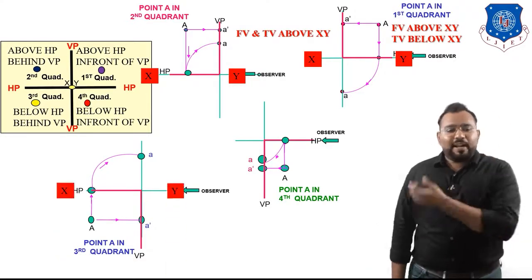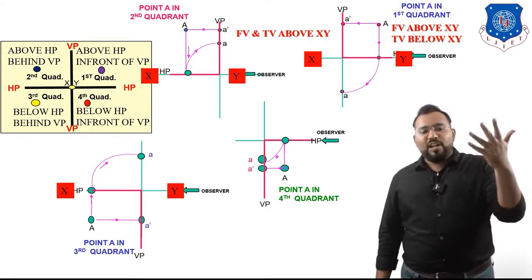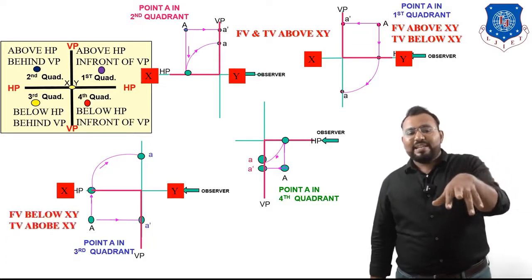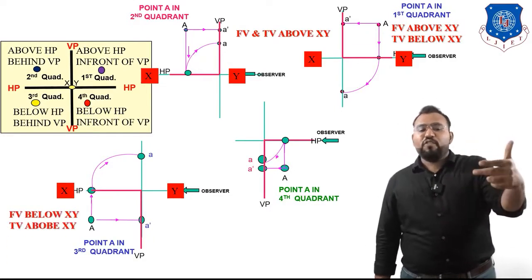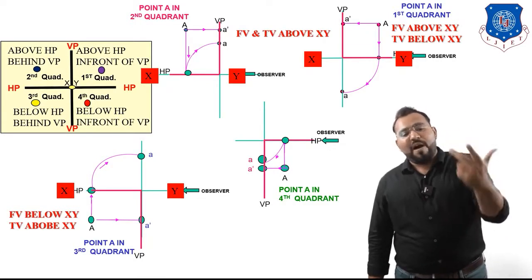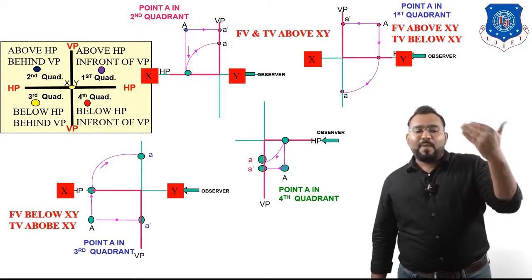Now let us see the third quadrant. Can you tell me the position of front view A dash and top view a with reference to the XY line? Now you can see that A dash is below the XY line. So the front view is below the XY line and small letter a, which is the top view, is above the XY line. So front view is below the XY line and top view is above the XY line.